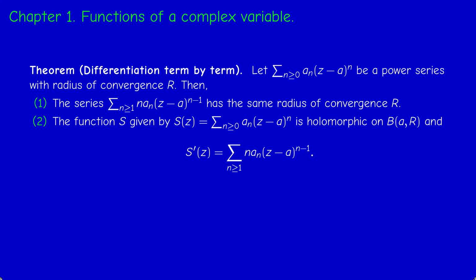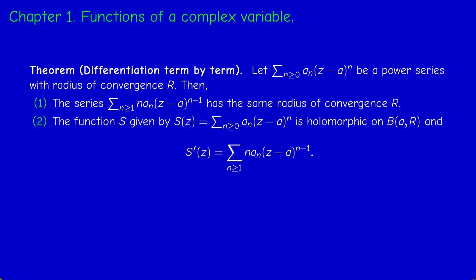Now, if we let S of z be the sum of this convergent series, then this function S is holomorphic on the disk. This is the notation of a disk: B(a, R) is just the disk of center a and radius R, the usual disk in the complex plane. So the sum of the series is holomorphic, and its derivative is given by the series obtained by differentiation term by term.